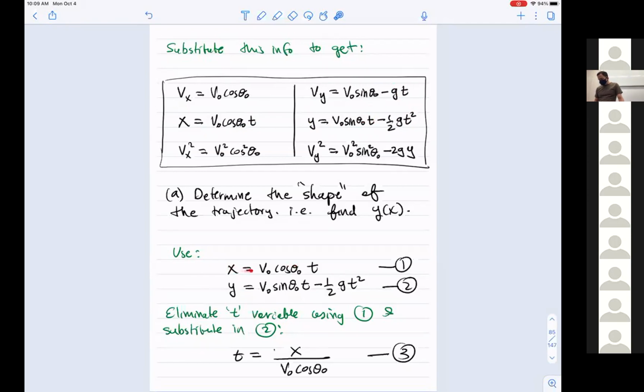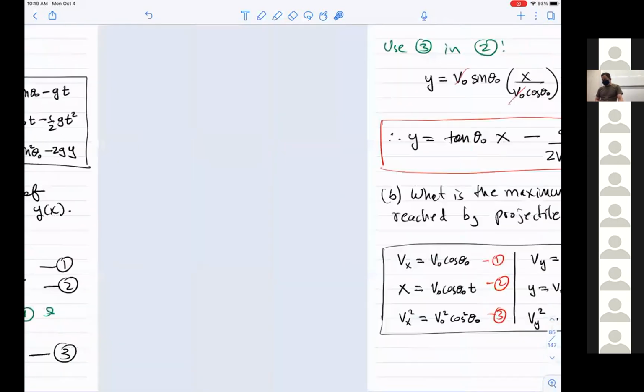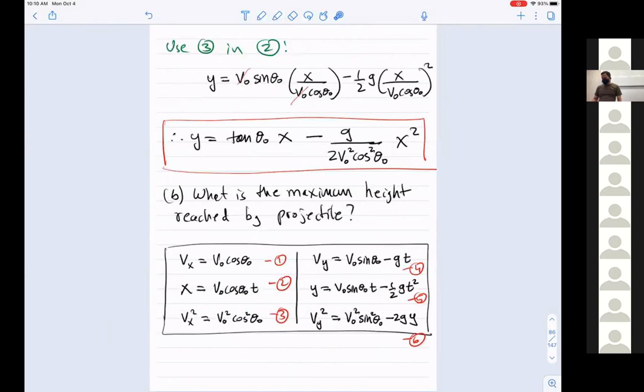I use this first equation here to solve for time as a function of x, eliminate the time variable in favor of the x coordinate. And once I have this, I can use this equation for the time in my equation for y as a function of t. So wherever I see t, I can now replace it by this equation 3. And so once I do that, I get this here. You do a bit of algebra, you end up with y as a function of x.